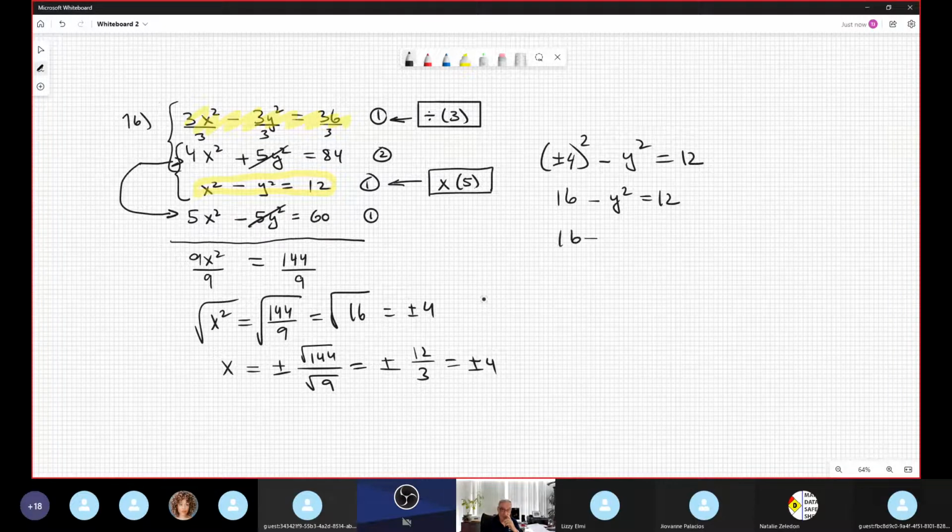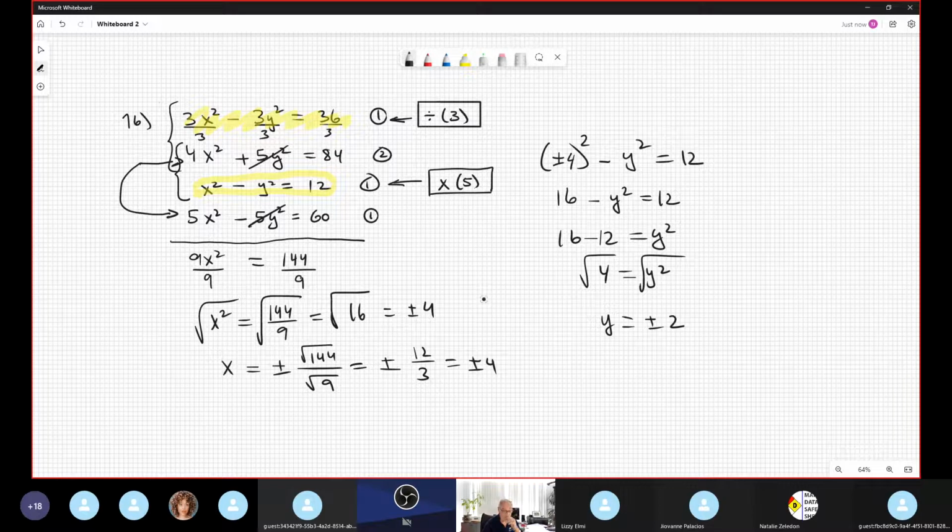Now, 16 minus 12 is equal to y squared. I'm moving y squared to the right-hand side. I move 12 to the left-hand side. Subtraction gives 4. Apply square root to both sides again. So now y is plus or minus 2.